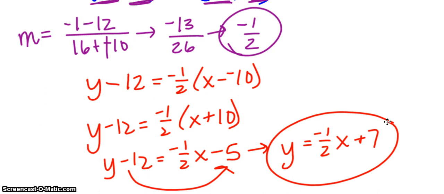Now, the only advantage in writing it in mx plus b form is really just to graph it. I personally would be okay with leaving it in this form right here. Point slope form is an acceptable form of a line. It's also going to be the most important form in calculus, so keep that in mind.